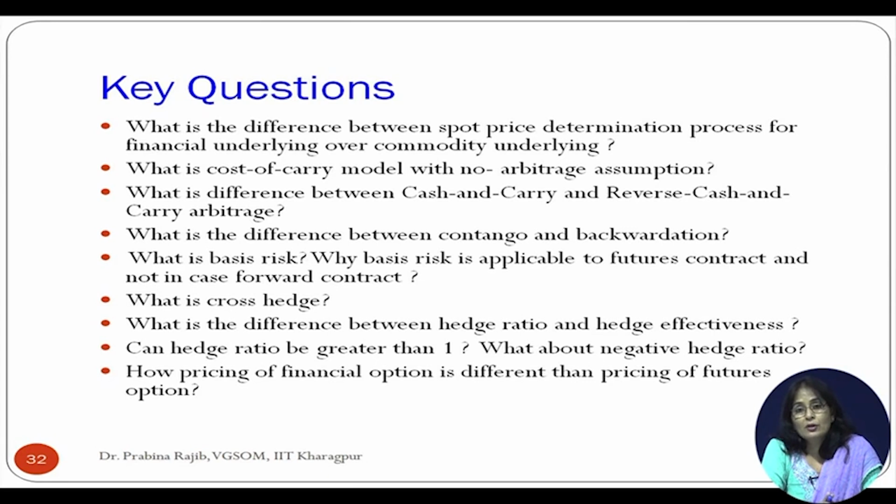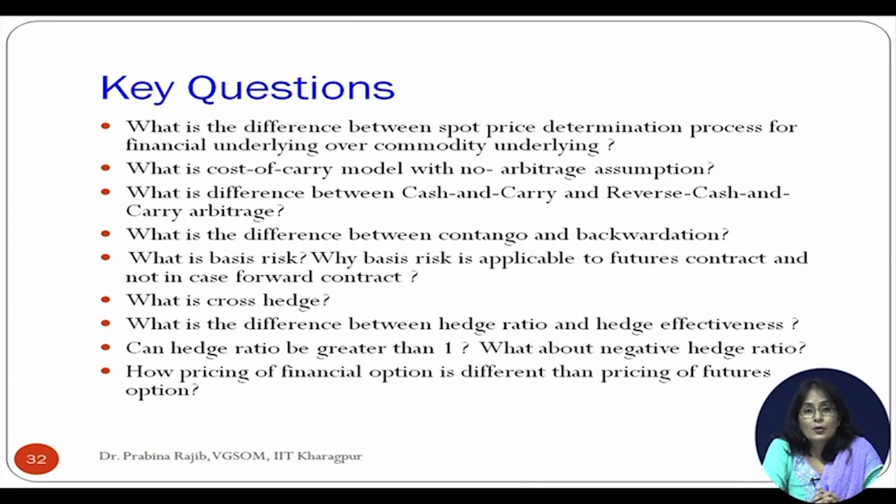So we have futures and options on financial underlying like stocks, bonds and indices like Sensex and Nifty, and we also have futures on single stocks like ITC, L&T, etc. And we have commodity futures. So what is the difference between the spot price determination process for the financial underlying over commodity underlying? Well, if there is a difference, does it have any bearing on the calculation of the futures price? So that is the first key takeaway.